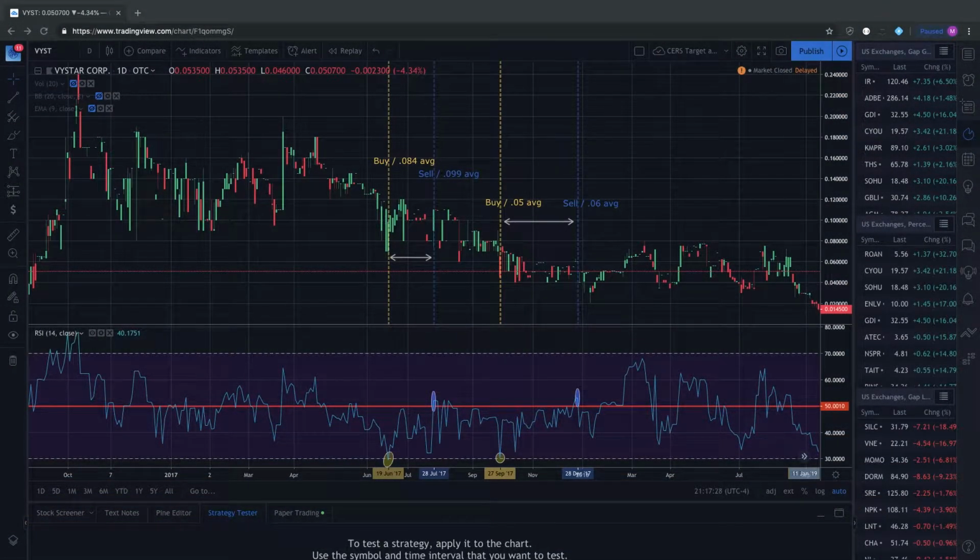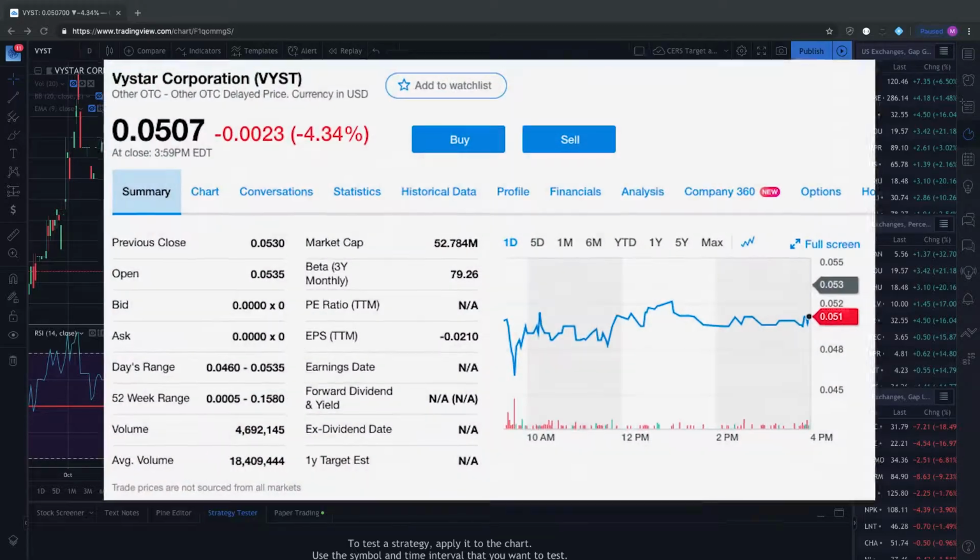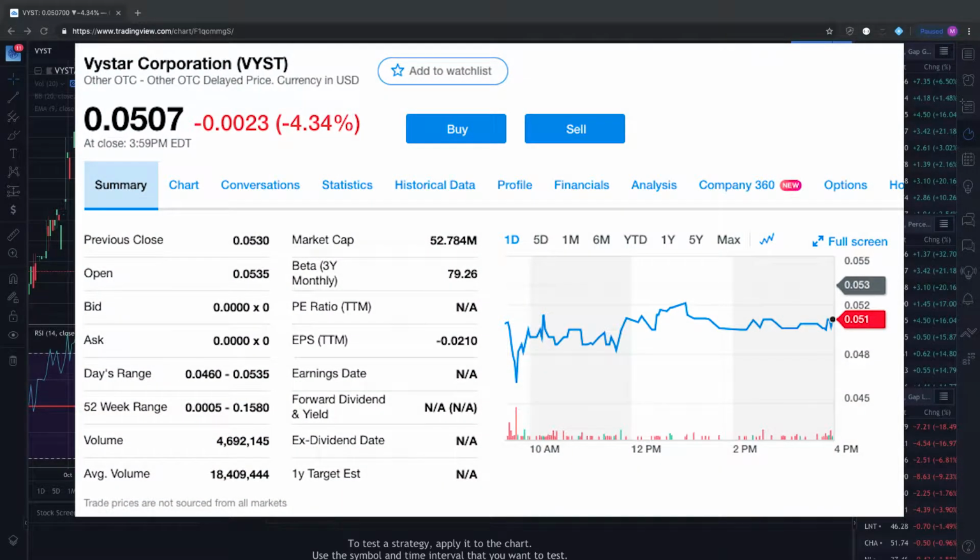This is Steven, and today we're going to test a strategy using the Relative Strength Index with VYST Corporation. That's symbol VYST, and we're going to use that as our test subject if you want to pull it up on your own chart to follow along. Now, I'll probably do a more detailed video explaining RSI indicators and link it here when I do.